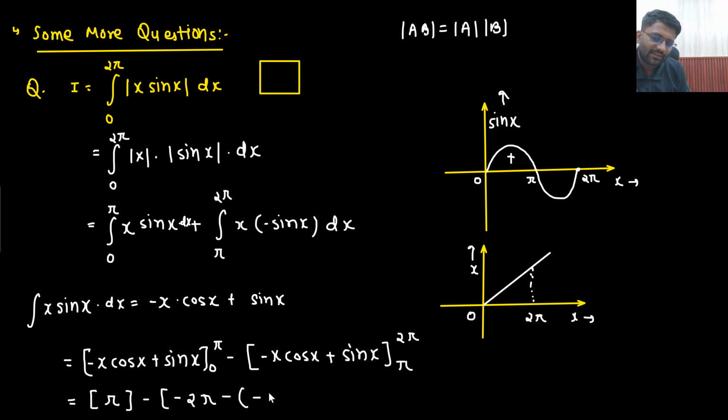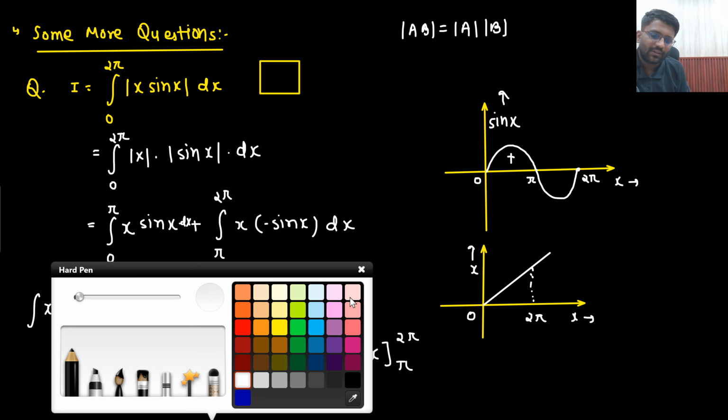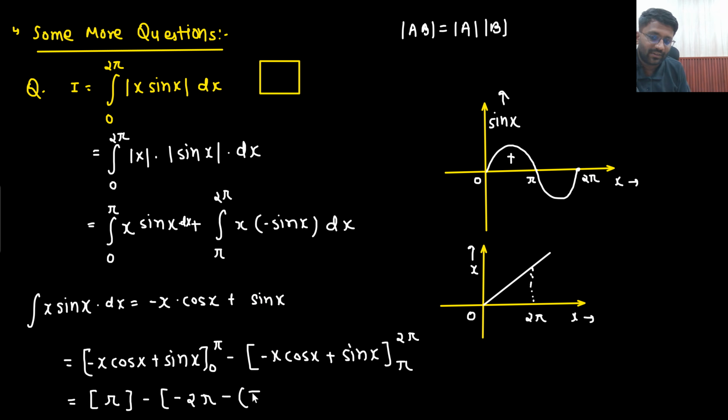So minus pi, and cos pi is minus 1. So this will become plus pi only. You just need to put the limit. It's up to you. I cannot spoon feed you everything now. You need to put the limit.